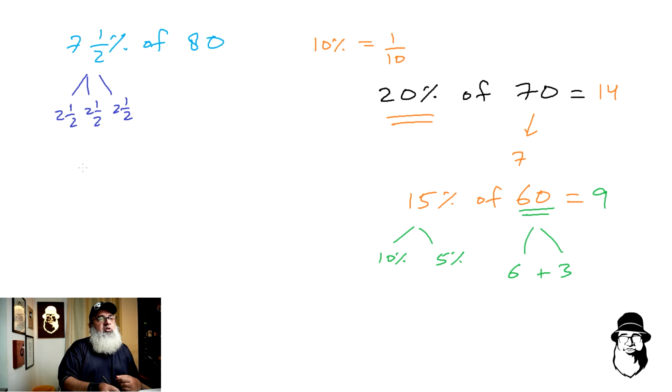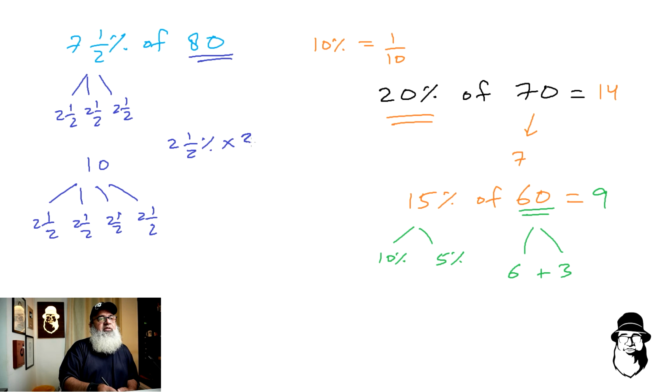And we also spot that this 2.5 is 1/4 of 10. 2.5, 2.5, 2.5, and 2.5. So first we find 2.5% of 80, and then we can multiply it by 3. 2.5% times 3 is 7.5%, right? To get the final answer.